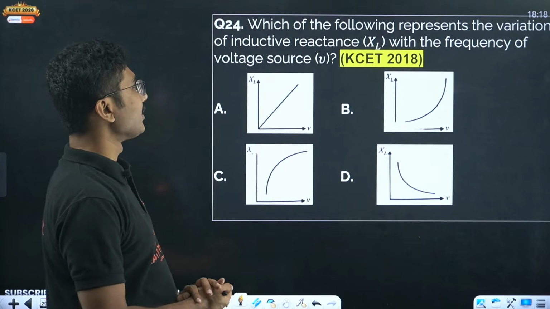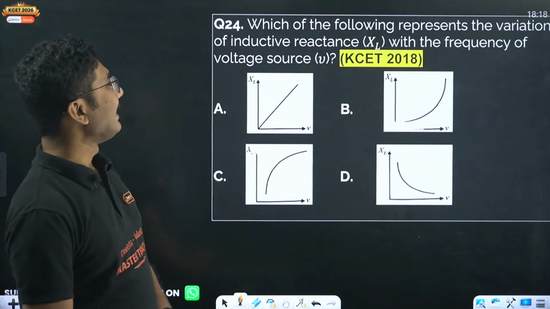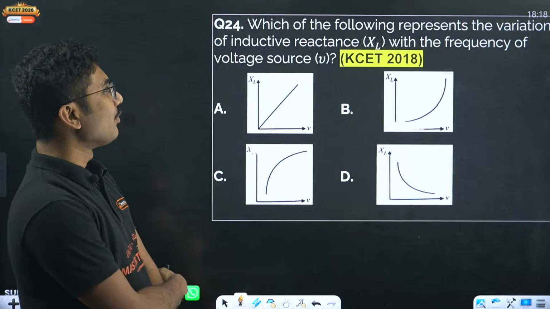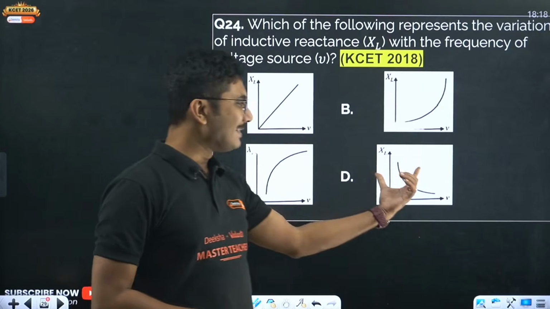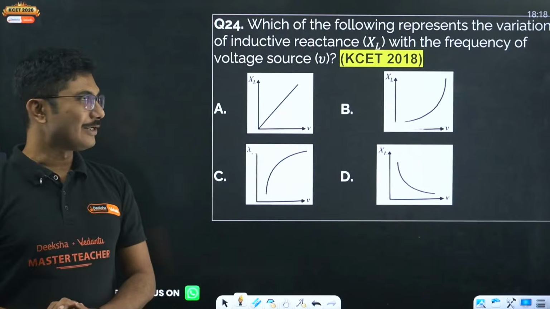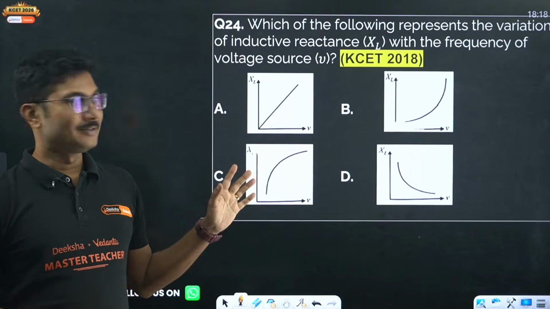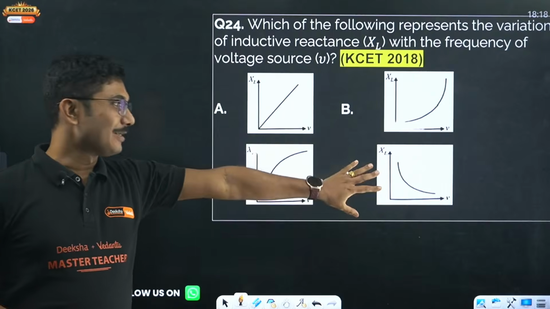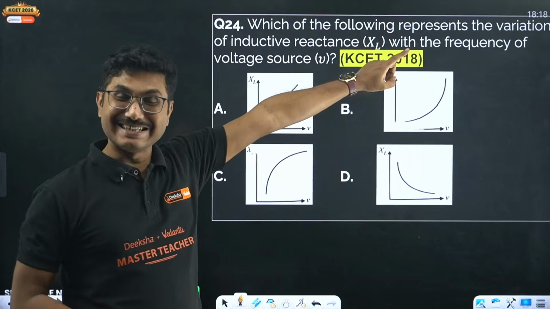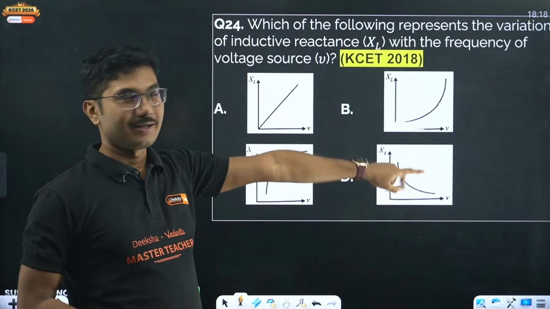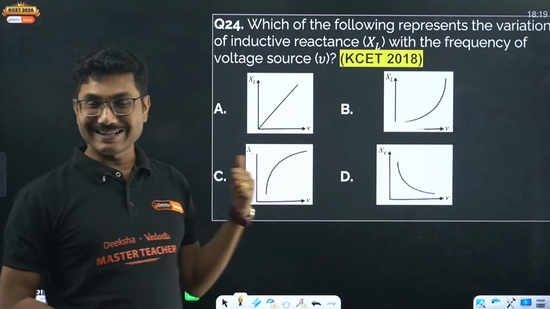Now let's see this question. Which of the following represents the variation of inductive reactance XL with the frequency of voltage nu? So as I mentioned, if you guess this, then you will be wrong. This is a particular case, the 10% case where this pattern graph is wrong. Okay, if the same question is asked with XC, then this is the correct pattern. The same question says XC versus frequency, this is the pattern. But for XL it will be different.